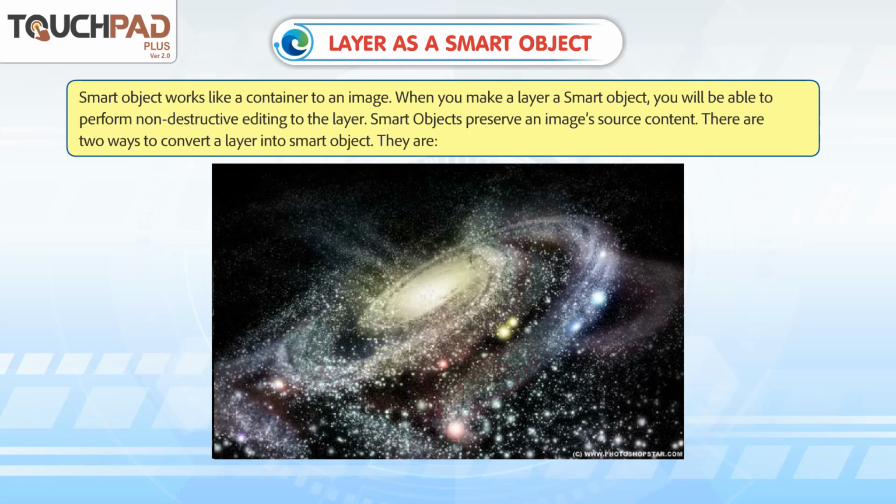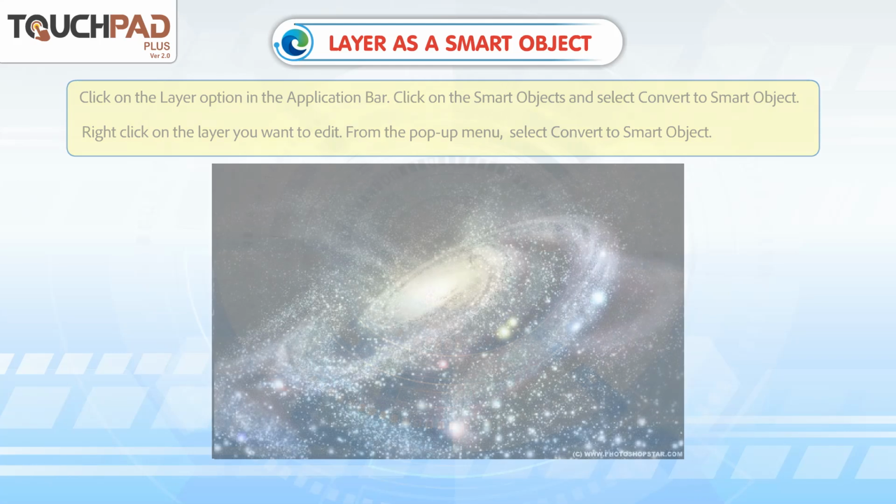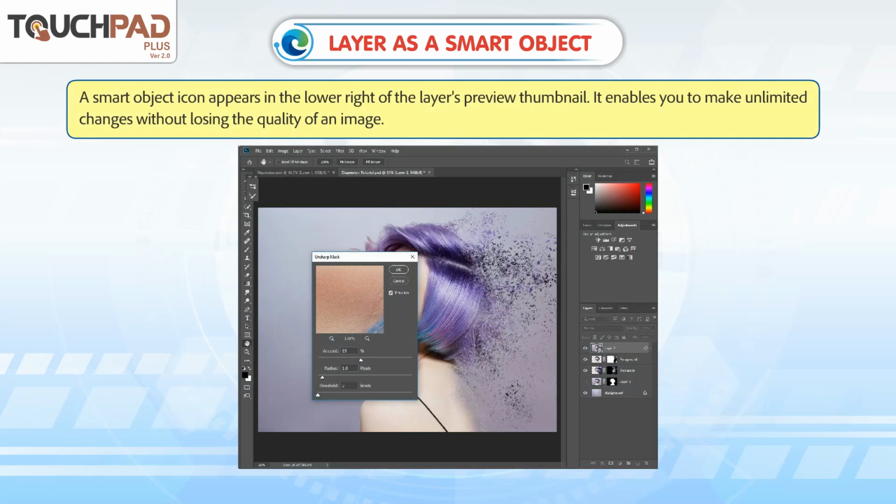There are two ways to convert a layer into a smart object. They are: click on the Layer option in the application bar. Click on Smart Objects and select Convert to Smart Object, or right-click on the layer you want to edit. From the pop-up menu, select Convert to Smart Object. A smart object icon appears in the lower right of the layer's preview thumbnail. It enables you to make unlimited changes without losing the quality of an image.